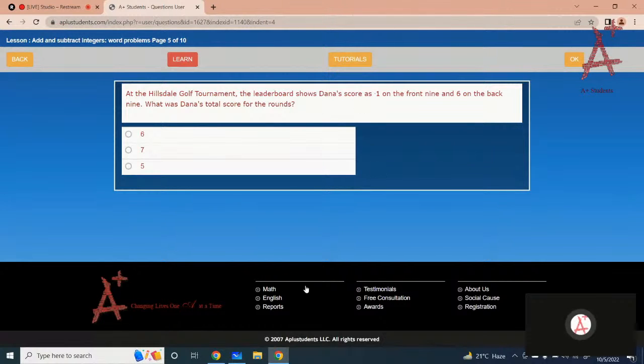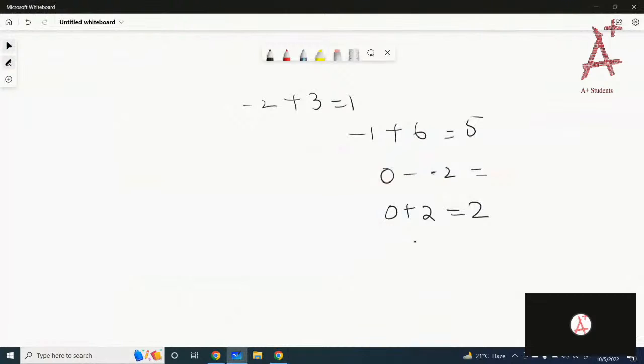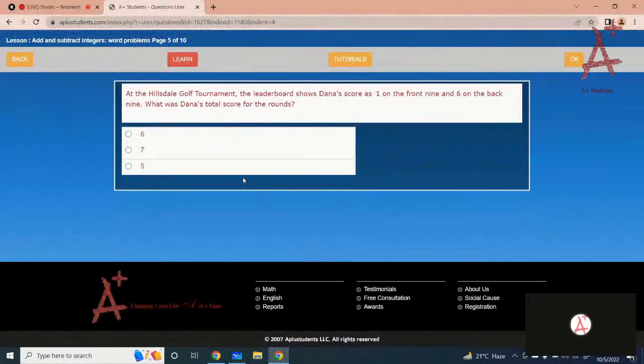You have to count the total score. So -1 plus 6 is... Crispel, for total score, you have to add them. So -1 plus 6 is, you are adding two integers that have different signs. That means you have to subtract them. So 6 minus 1 is 5. So the correct option is 5. Got it? Select the correct option and click on the OK button.